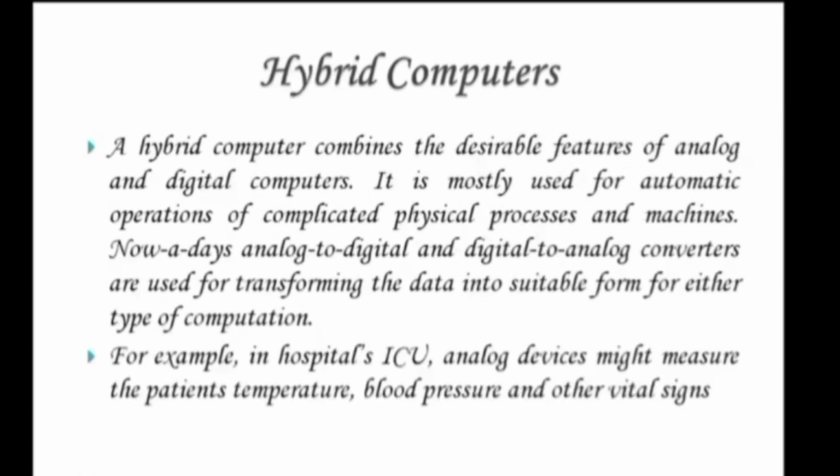The next is the hybrid computer. The hybrid computer combines the desirable features of both analog and digital computers. When we talk about the combination of analog and digital, it becomes a hybrid computer. It is mostly used for automatic operations of complicated physical processes and machines. Nowadays, analog-to-digital and digital-to-analog converters are used for transferring the data into a suitable form for either type of computation. Nowadays, hybrid computers are mostly used.